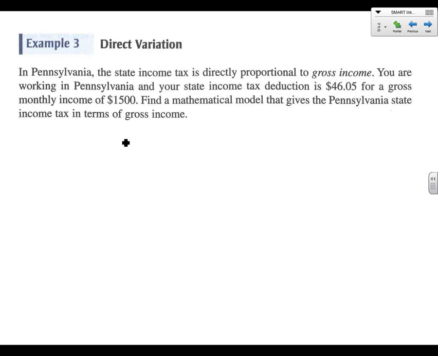All right. In Pennsylvania, income tax is directly proportional to gross income. As soon as I see directly proportional, I'm writing y equals kx. We'll go ahead and find some values afterwards. You are working in Pennsylvania and your state income tax deduction is $46.05 for a gross monthly income of $1,500. Right? Find a mathematical model that gives the Pennsylvania state income in terms of gross income.